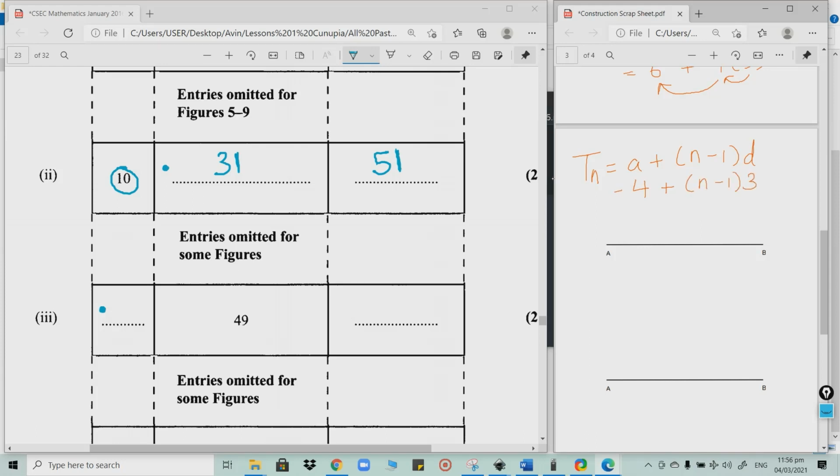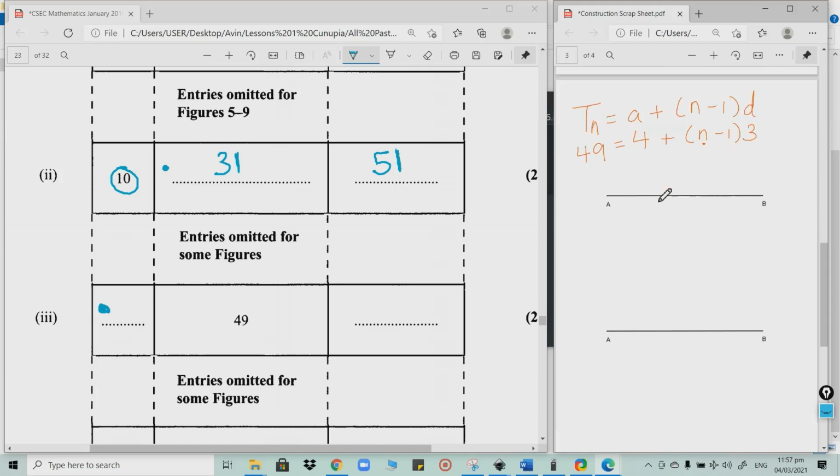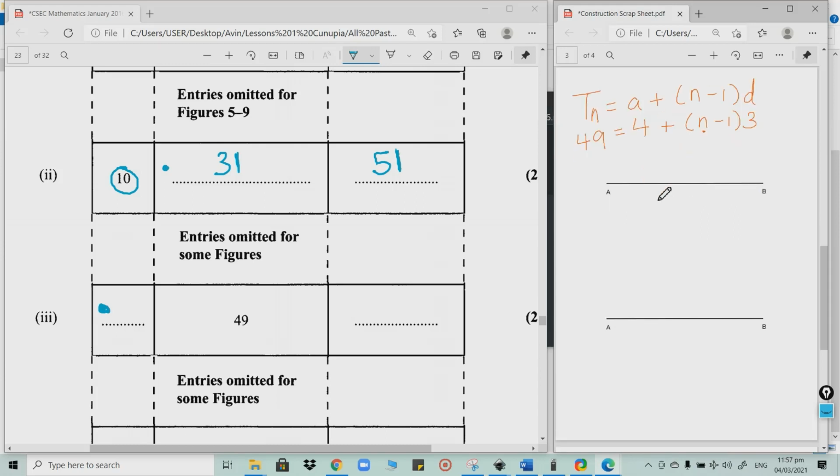And this time we're trying to find the term, right? They gave us the term this time, which is 49. We just don't know if it's the first, fifth, sixth, or 10th term. In other words, we're trying to find what? N. That is what we are trying to find, the value of N. So what we have to do now is solve for N.